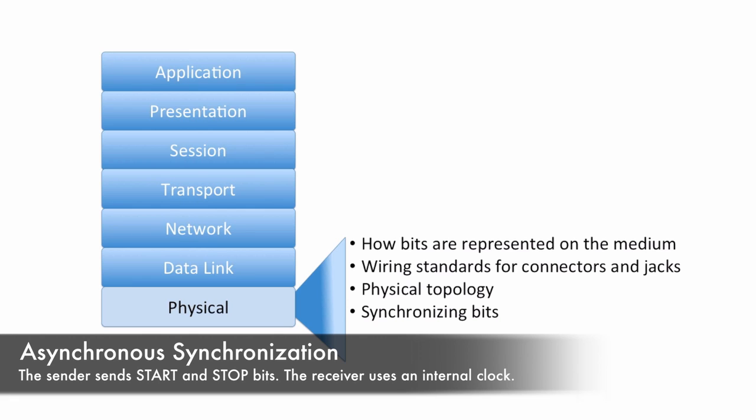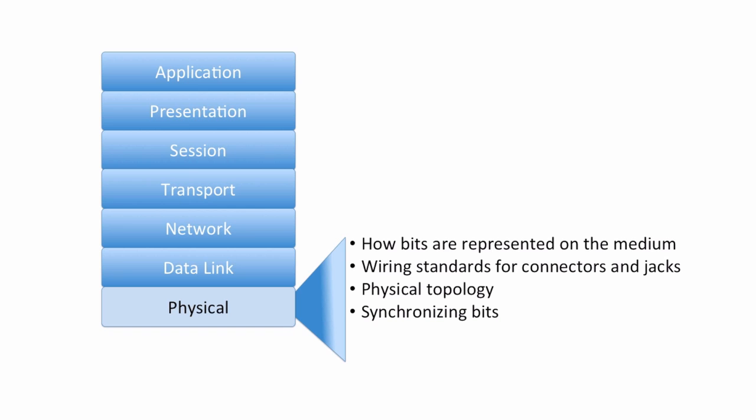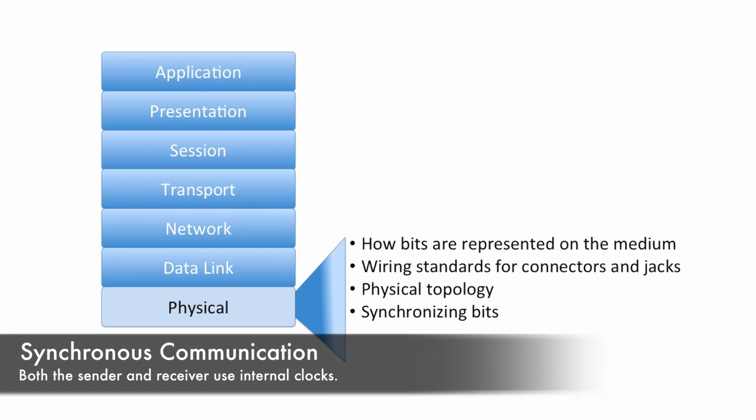When the sender is done, it sends a stop bit to indicate that it is done transmitting for the moment. Another approach is synchronous communication. With synchronous communication, both the sender and the receiver determine when one bit stops and another bit starts based on their own internal clock. However, to make sure that the clocks match up, they frequently reference an external clock out on the network. For example, a clock coming from a service provider.